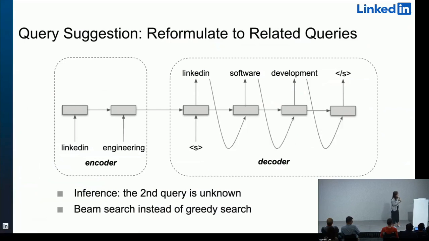And then during inference, what's going to happen is that we don't really have the second query, because that's what we are trying to produce. So basically, the encoder part is similar to what we talked about previously. You have LinkedIn engineering as input, going through the LSTM layer. After we get the output from the LSTM, we produce the first token as LinkedIn. And then after that, we use that token as the input to the next position, and try to generate another token in a sequential way until we hit a special end-of-sequence token.